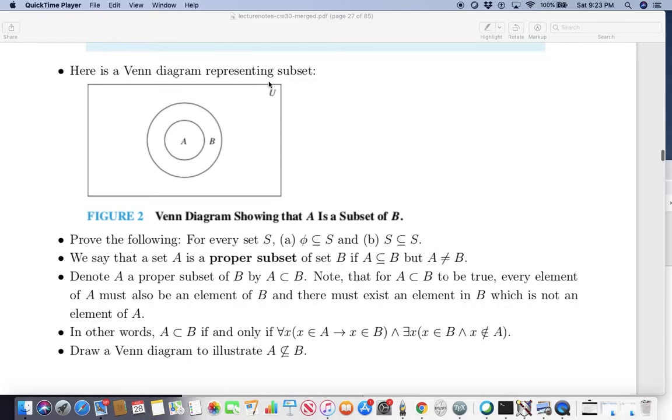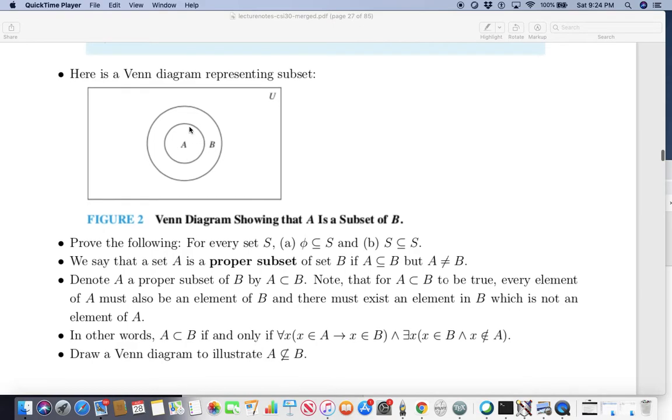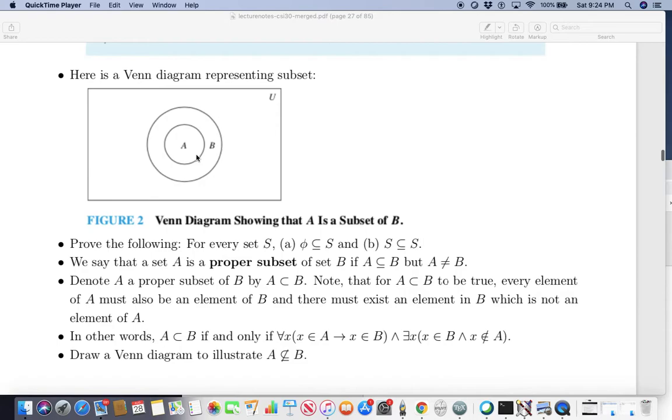Here is a Venn diagram representing subset. The rectangle is your universal set, B is your bigger set, and A is a subset of B. So A is drawn inside the circle for B. That's the circle for B, and A is drawn inside B.